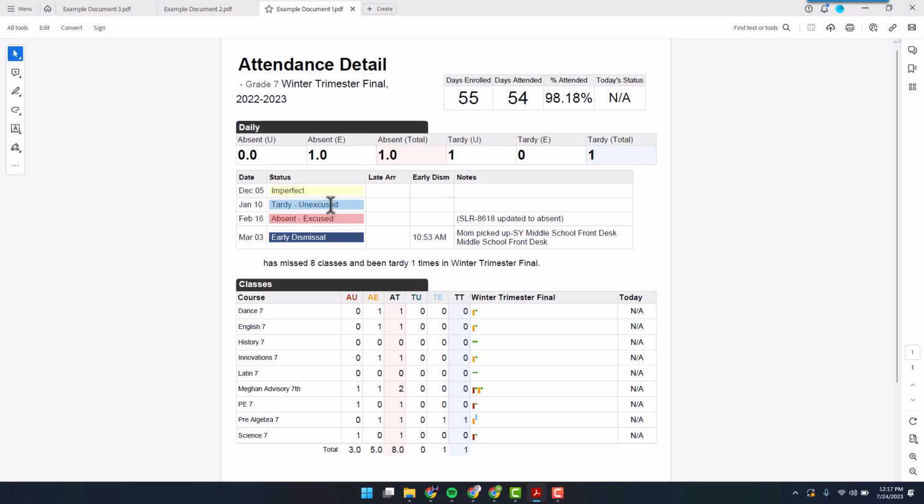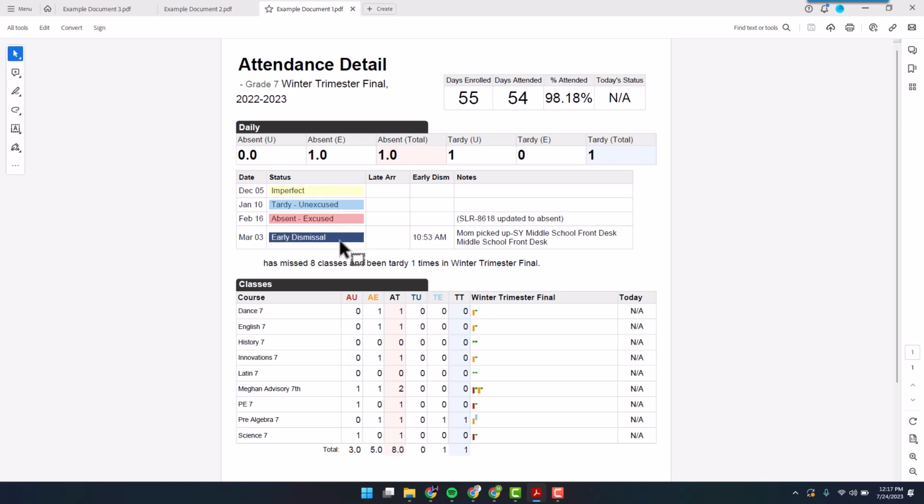Tardy unexcused for the day generally means, and this is for upper school and middle school, that they came in and signed in at the kiosk. The kiosk right at the front of the school, whenever they come in late, they sign in, they get a note from the front desk, and they go up to their class. So that's tardy unexcused. Generally, that just means they came in late and signed in at the kiosk.